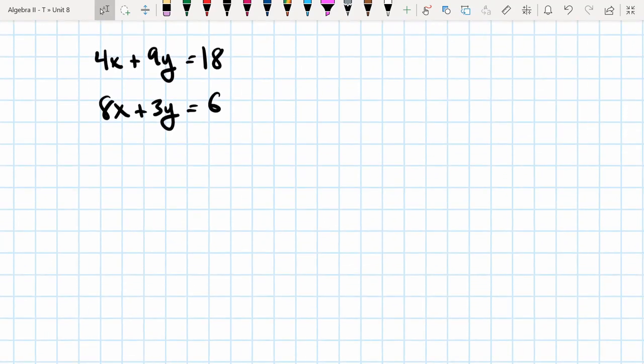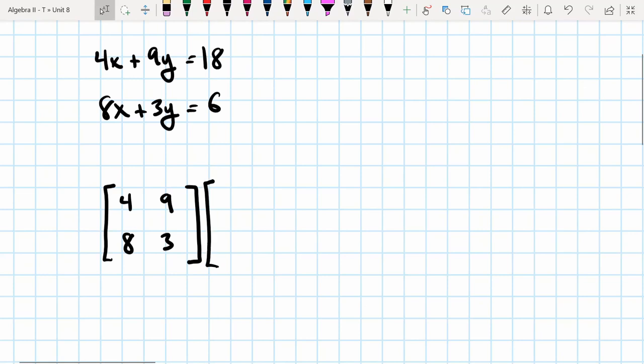The idea here is we can convert this into an equation where we're multiplying two matrices together. And the way it's going to work is like this. We're just going to take the top row, 4 and 9, and then the bottom row, 8 and 3. And we're going to multiply this by a 2 by 1 matrix, x and y. And it's going to be equal to 18 over 6.